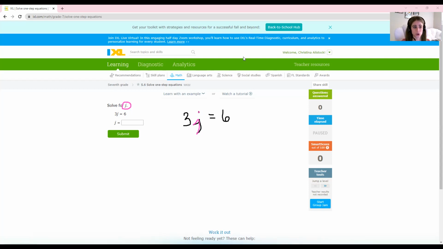Division. So in order for us to isolate that J to get the 3 to go away, we are going to divide both sides by 3 because we have to keep our equation balanced. Whatever we do to one side, we have to do to the other. 3 divided by 3 is 1. So we're just left with the J. And then 6 divided by 3 is 2.